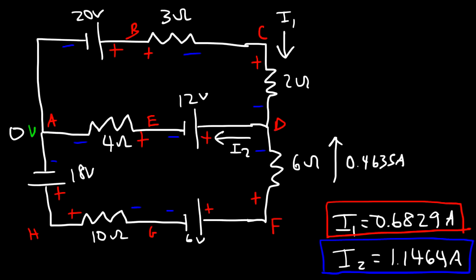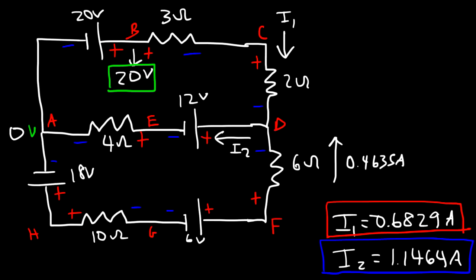Now let's calculate the potential everywhere. So let's go from A to B. As we travel from A to B, we're going from low potential to high potential. So that's going to be a voltage lift of 20 volts. So the potential at B is 20 volts, which I'm going to highlight in green.